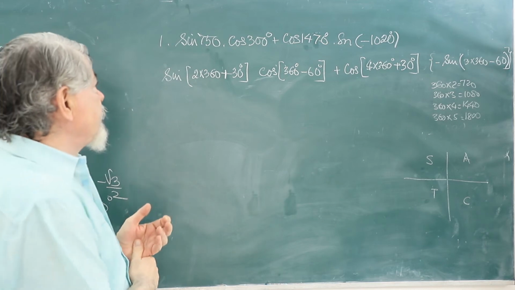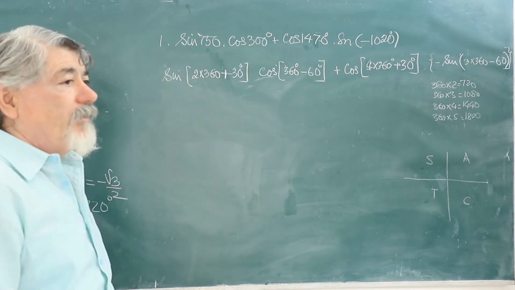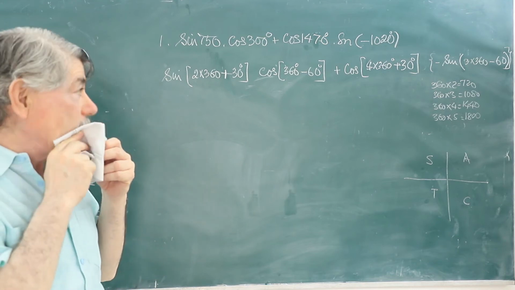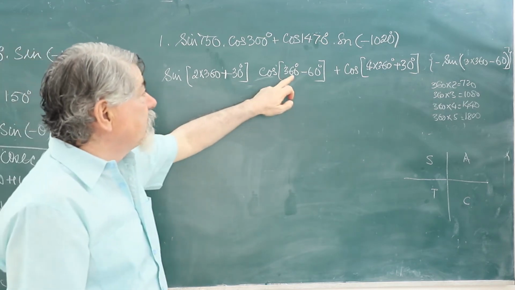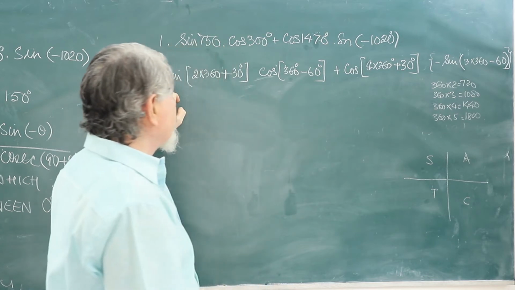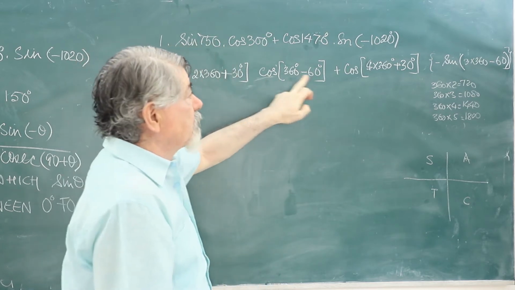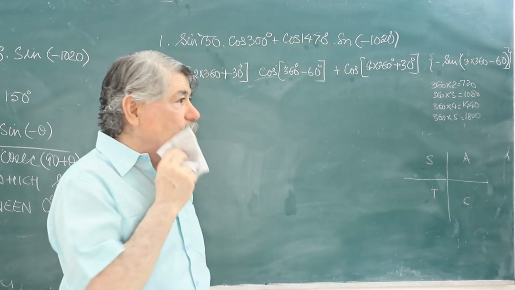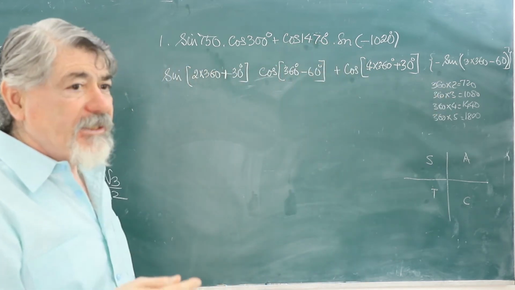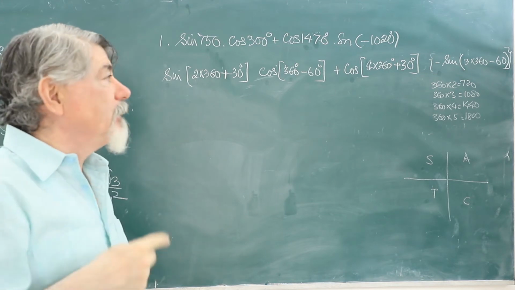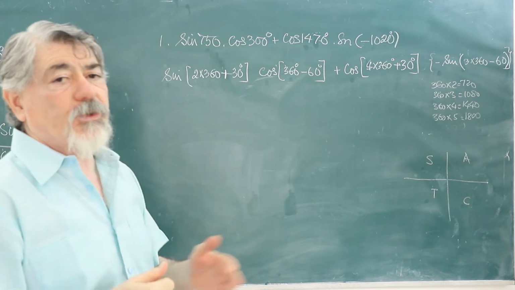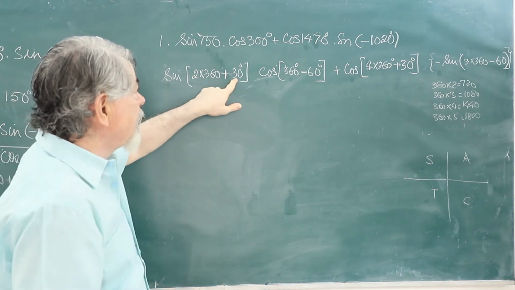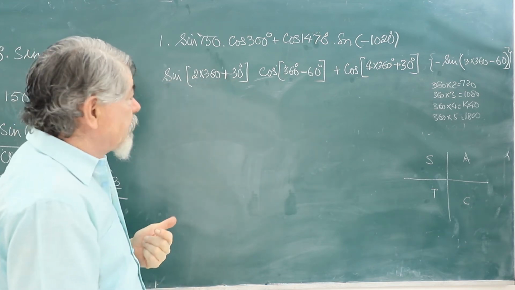Now I have to see in which quadrant it will lie to decide about the sign. Because these are multiples of 360, sine will remain sine and cos will remain cos. The only thing, the sign, will depend upon which quadrant it is falling. It will remain sine 30 only. But which quadrant is it falling on?